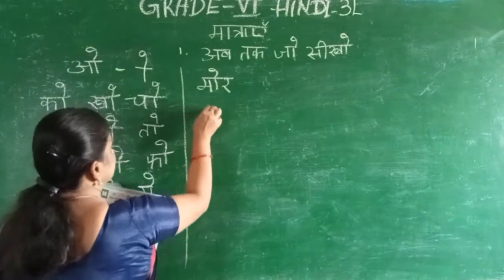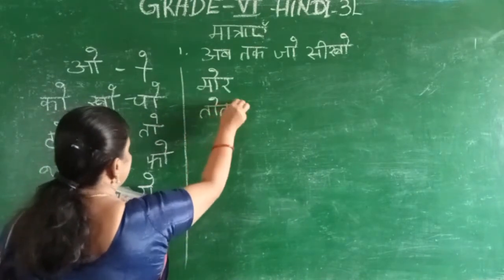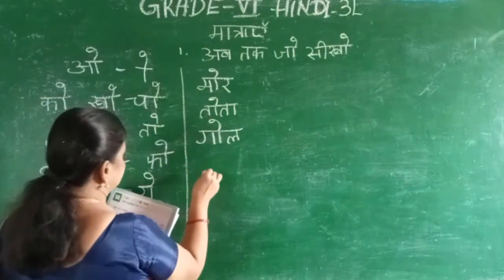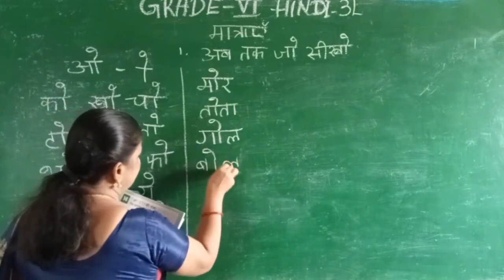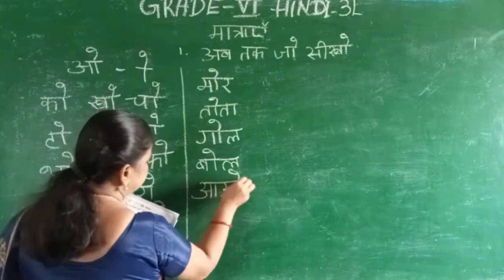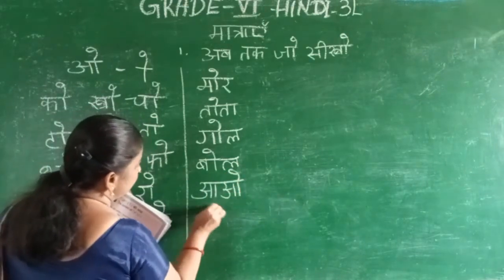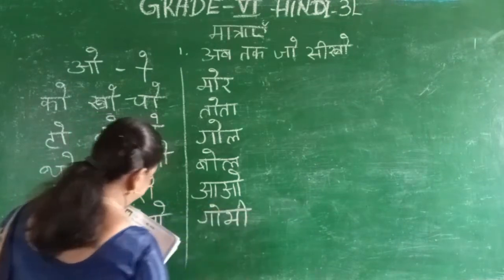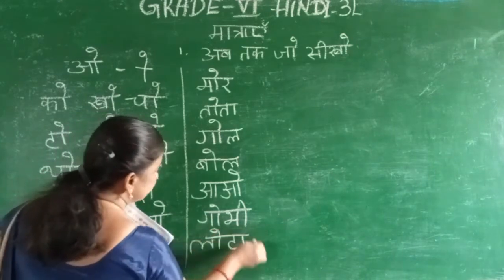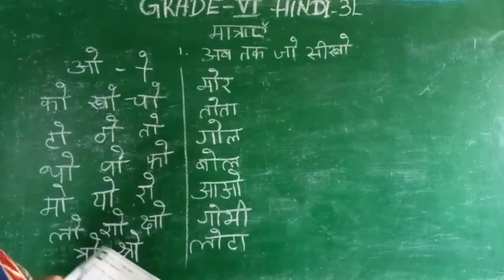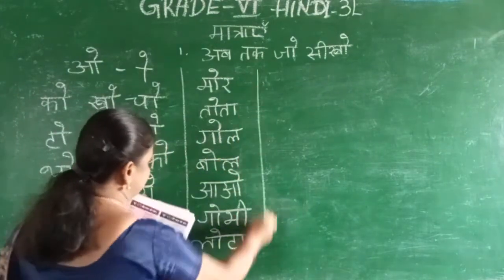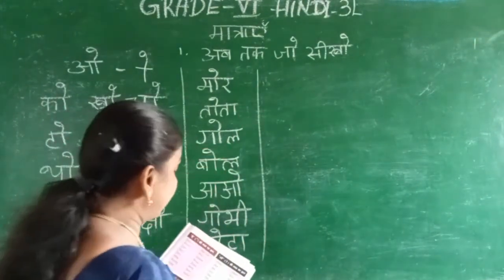Mora, more. Tota, tota. Gola, goal. Bola, bowl. Gobi. Lota. These are two letter words, for example, in O ki matra. And in our book you see three letter and four letter words also. We are going to learn one by one.